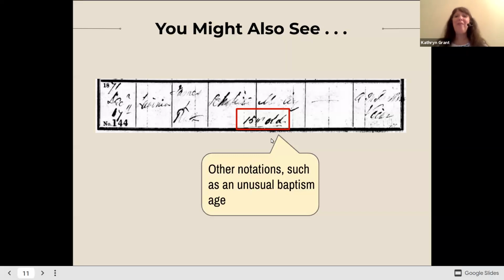And then when I finally looked at the image and noticed that she was baptized as a teenager, then I could calculate the right birth date. Then I was able to find her immediately. So again, a plug for looking at the image anytime that you can.